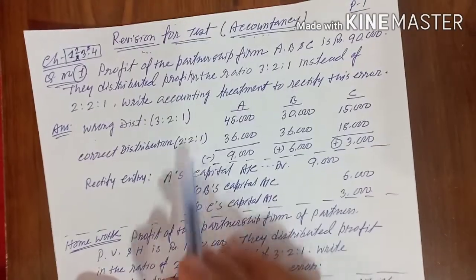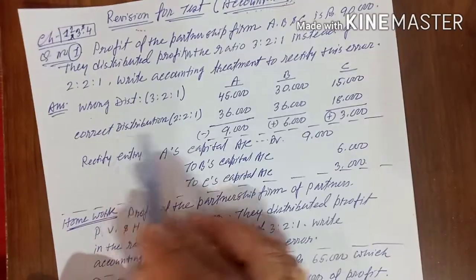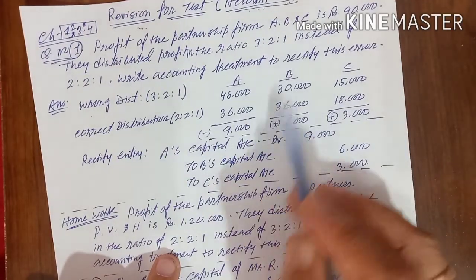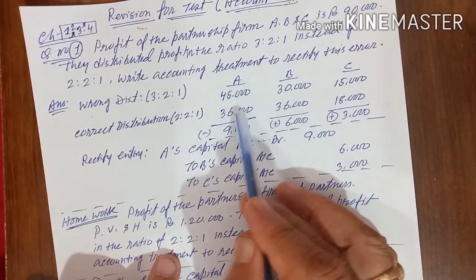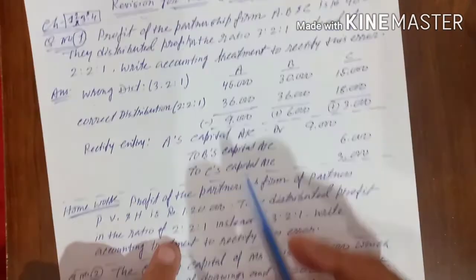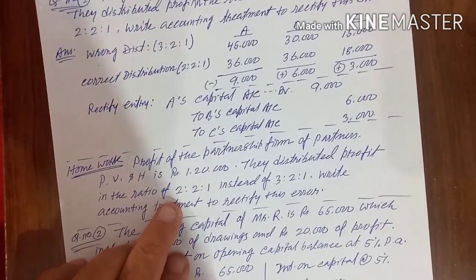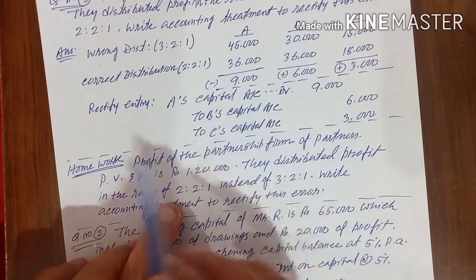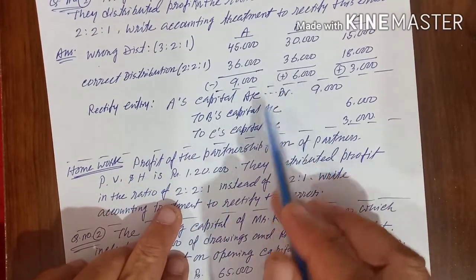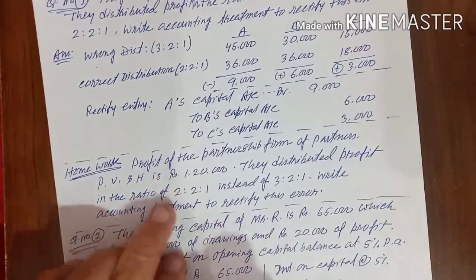What will you do? You first do the wrong distribution, then the correct distribution, then you compare: he should get this, but he got that, whether he will give back or get back. On the basis of that you pass the journal entries. Plus means credit, minus means debit.